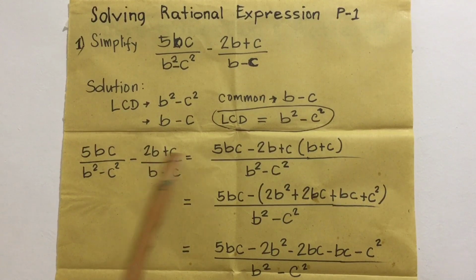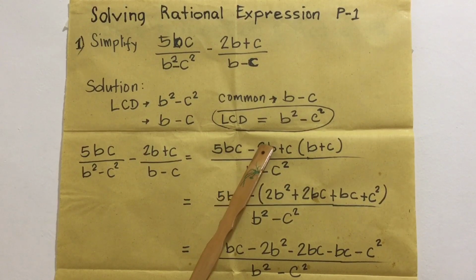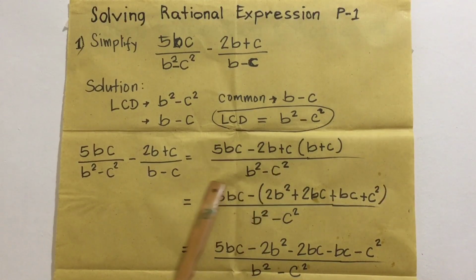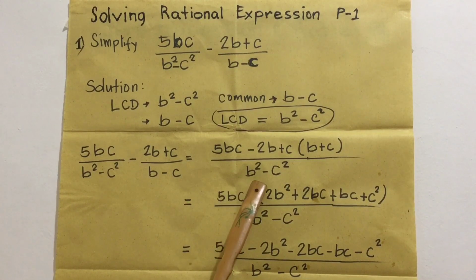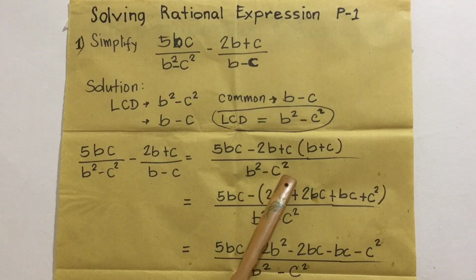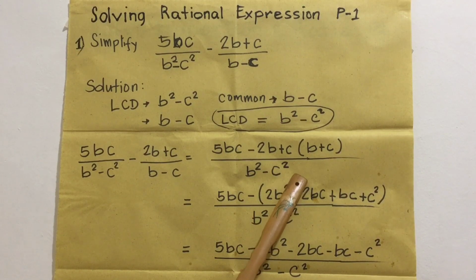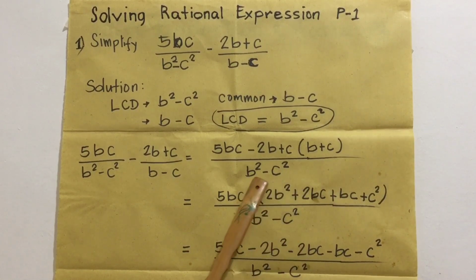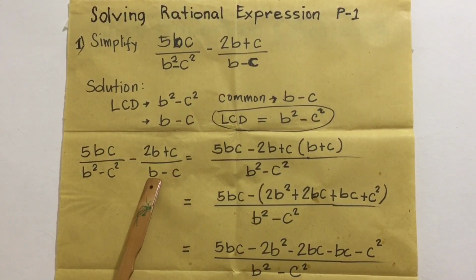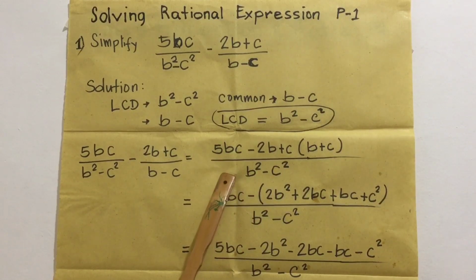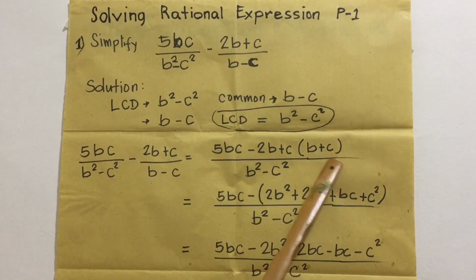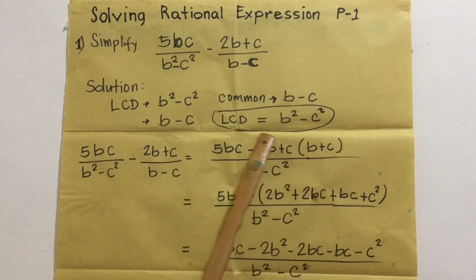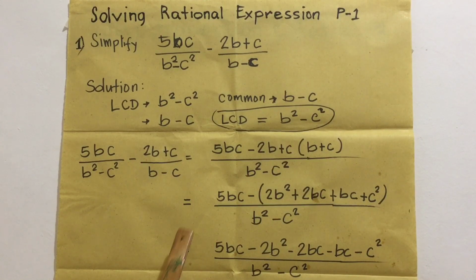Then minus, copy first, 2b plus c. Then we're going to divide b squared minus c squared by b minus c. If we factor b squared minus c squared, the factors are b minus c and b plus c. So if we divide this, the b minus c cancels and the remaining is b plus c. Then we multiply it to the numerator, and after that, we're going to simplify.